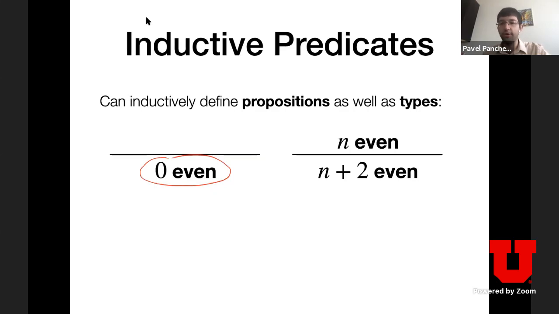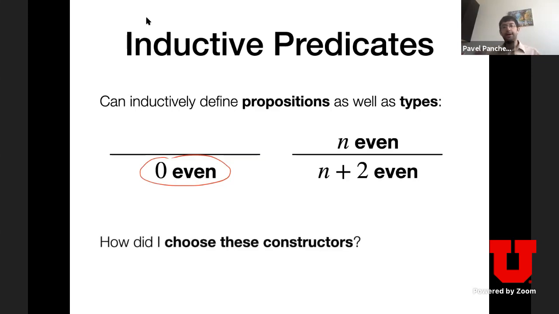And when I say type, of course, you really want to think proposition. So here I've introduced these two constructors for 0 being even. And the way I chose these constructors, well, we'll get back to that in a moment, but you can see that because of how I chose them, they correspond to our notion of evenness, namely that it's some number of increments by 2 up from 0.